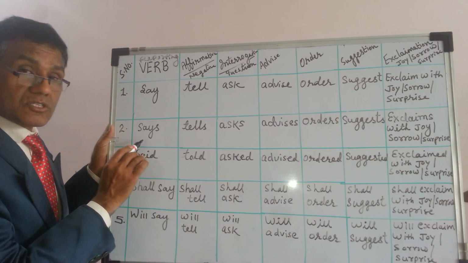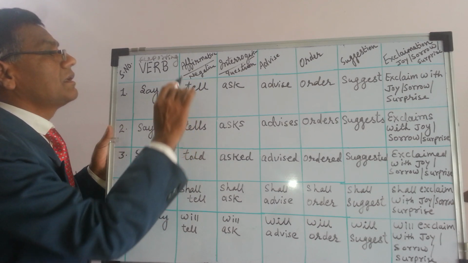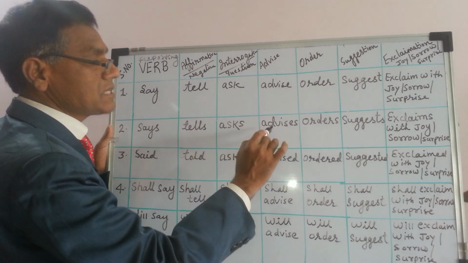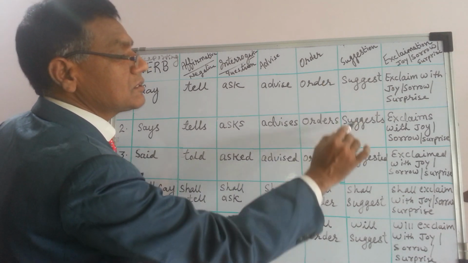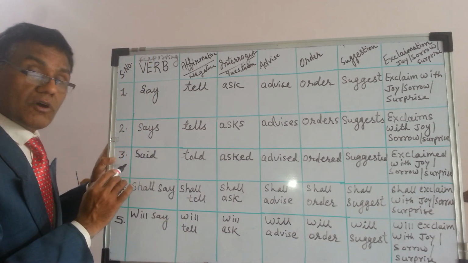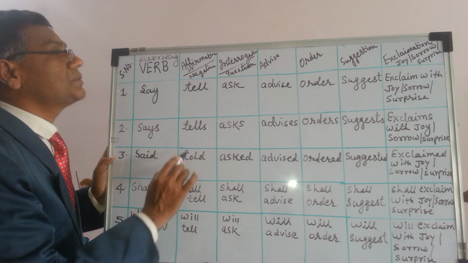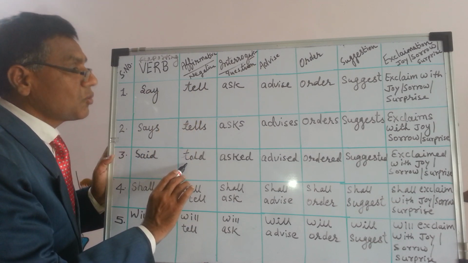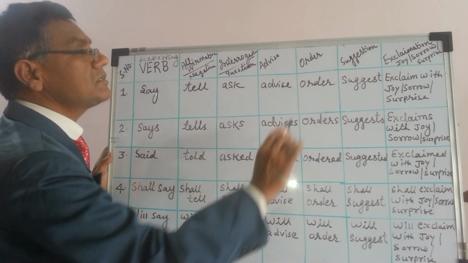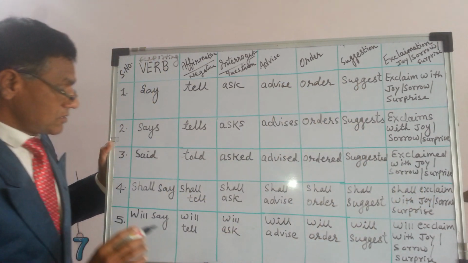The second verb is says. It is converted into tells, if the sentence inside the reported speech is either affirmative or negative. Questions: asks. Advice: advises. Order: orders. Suggestion: suggests. And exclaims with joy, sorrow and surprise. The third verb is said. Said is converted into told, if the sentence inside the reported speech is affirmative or negative. Or if a question is there, asked; advice, advised; order, ordered; suggestion, suggested; exclaimed with joy, sorrow and surprise.